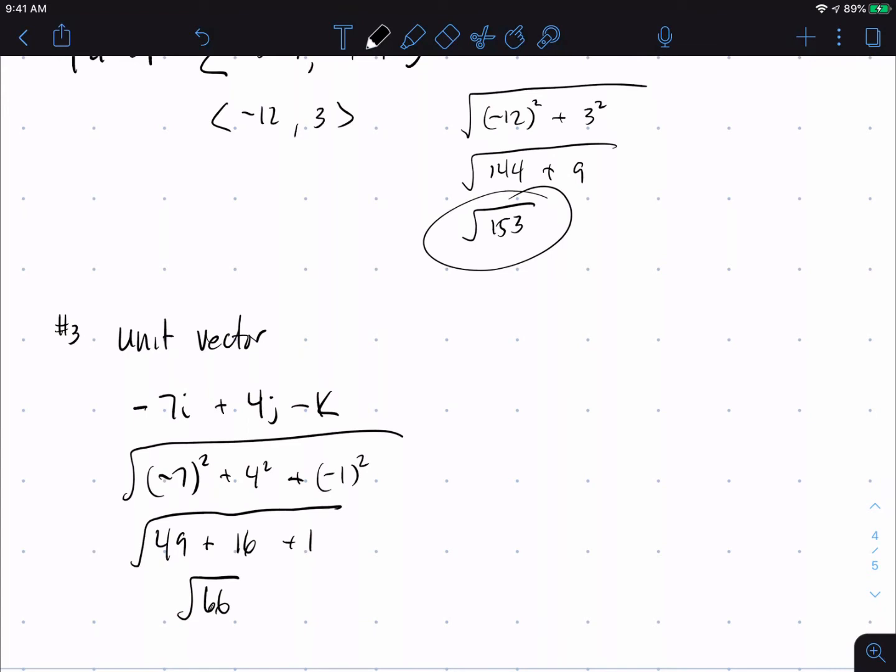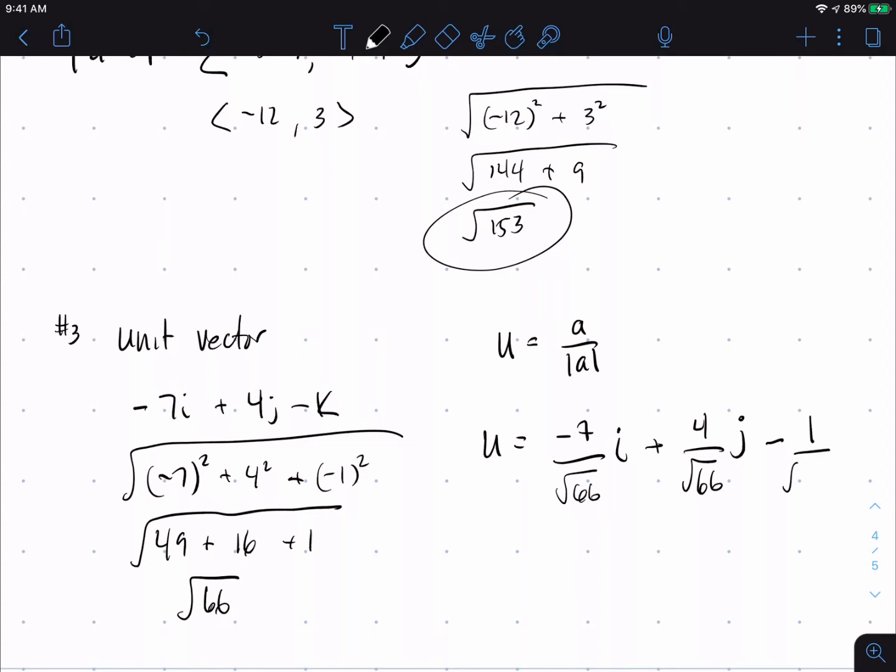Yes. And the reason I do that is because I remember that the unit vector is A over the magnitude of A, correct? So my unit vector for this is going to be negative 7 over root 66 i plus 4 over root 66 j minus 1 over root 66 k. Agreed? Yes. All right, pretty straightforward, right?